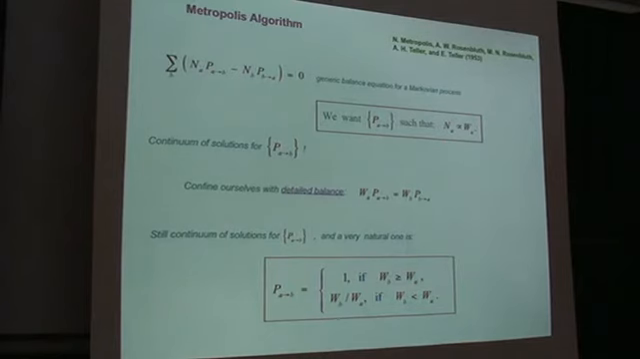And still, even if we require this detailed balance, we still have a continuum of solutions, and the simplest one is the following. So the probability of going from A to B is unity if the weighting factor in B is larger than the weighting factor in A, or it's this ratio, the famous ratio of the two weighting factors, otherwise. And you can check that this detailed balance is satisfied, and correspondingly we are in business with sampling.